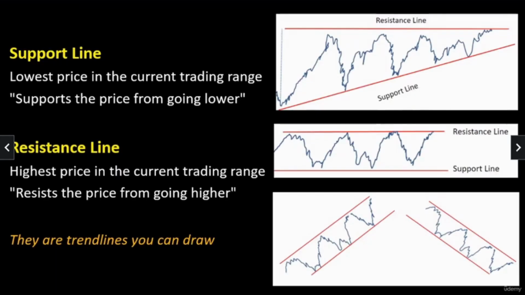And we learned that some lines actually have meaning behind them already. They're like a support line, which is the lowest price in a current trading range. So it supports the price from going lower. That's a good way to remember it, like in this triangle you see here. Or you have resistance lines, where the high price is the highest price in the current trading range. So it resists the price from going higher. It's a barrier that prevents prices from going higher.